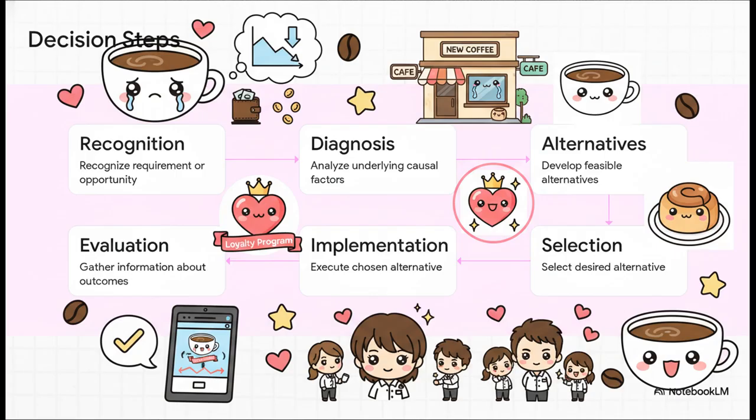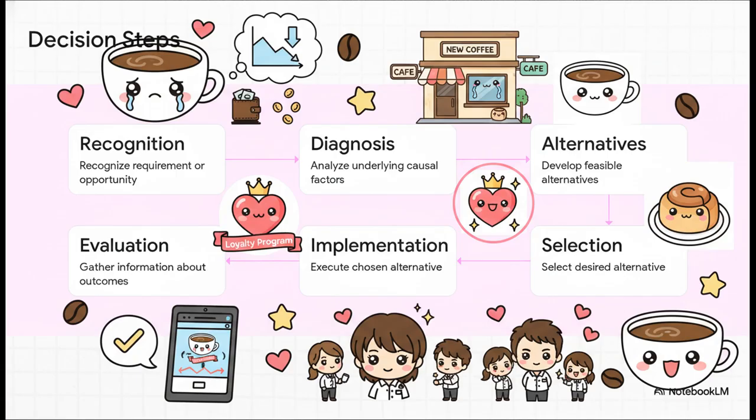Step 3, develop alternatives. What are your feasible options to fight back? Well, you could launch a loyalty program, or you could introduce an expensive new afternoon pastry menu. Step 4, selection of desired alternative. You choose the loyalty program because it has a significantly lower upfront cost, and it can be executed super fast. Step 5, implementation. Listen to me, this is absolutely crucial. This is where most decisions actually fail in the real world.